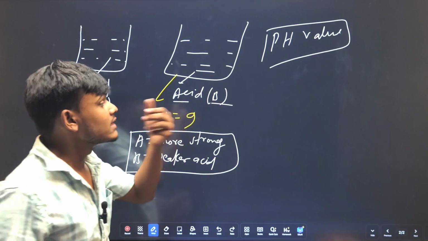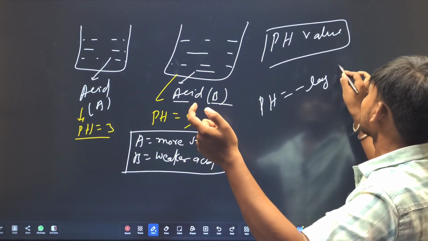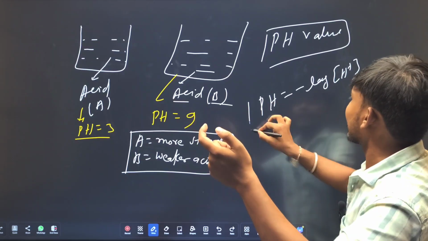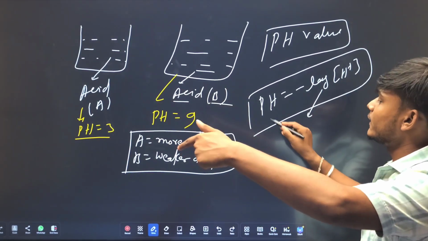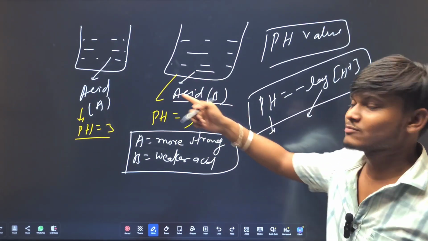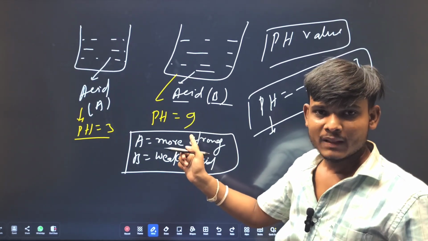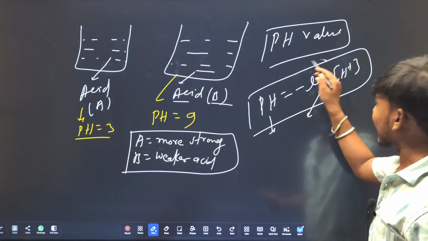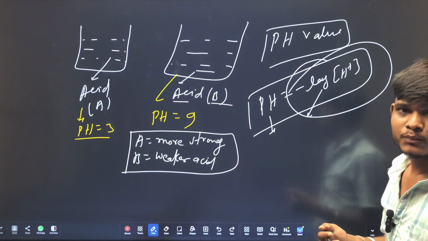Some of you will say, sir, I know the formula of pH equals minus log concentration of H positive, and on this basis I will calculate the pH value, and then I will tell you which is stronger, which is more acidic, and which is less acidic. But I don't have time. I don't need to find the pH value.